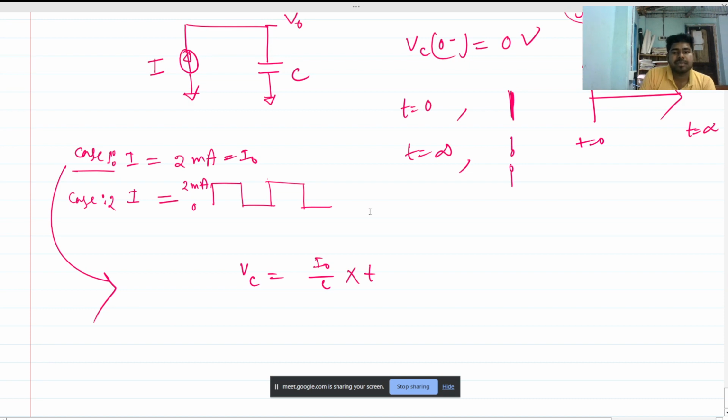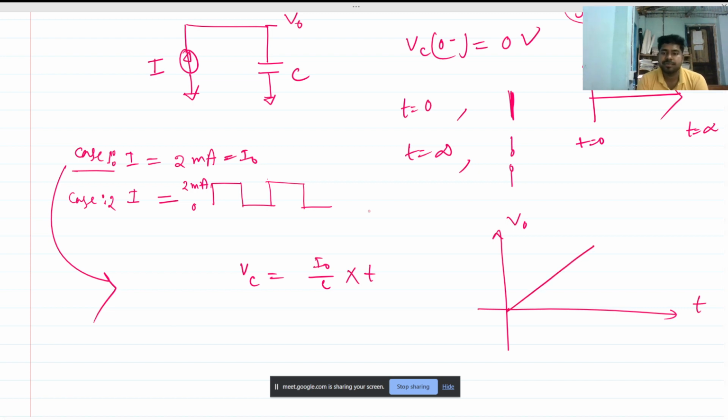Then we have to draw the V out waveform with respect to time. We know that this is the equation of a ramp, so the output will be like this. And what is the slope? The slope will be nothing but I naught by C, which is 2 milliamps per the capacitance value, whatever it is. So this is the first case.